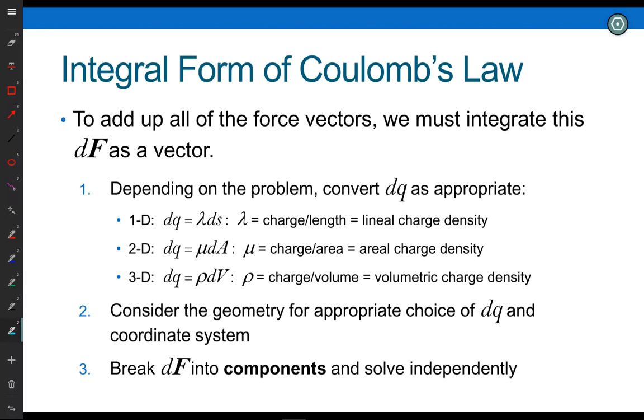If you have it over a surface, like I said, if it's a conductor, then the charge is over the surface, and then dq is, I put mu here, I think I should have put sigma, the charge per unit area, also known as the areal charge density, times dA. So what is dA?